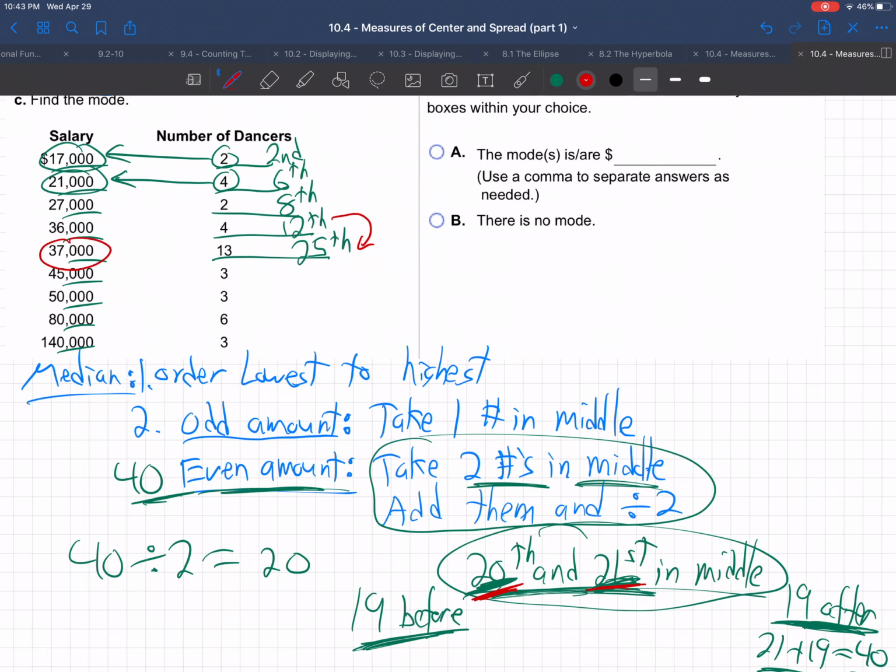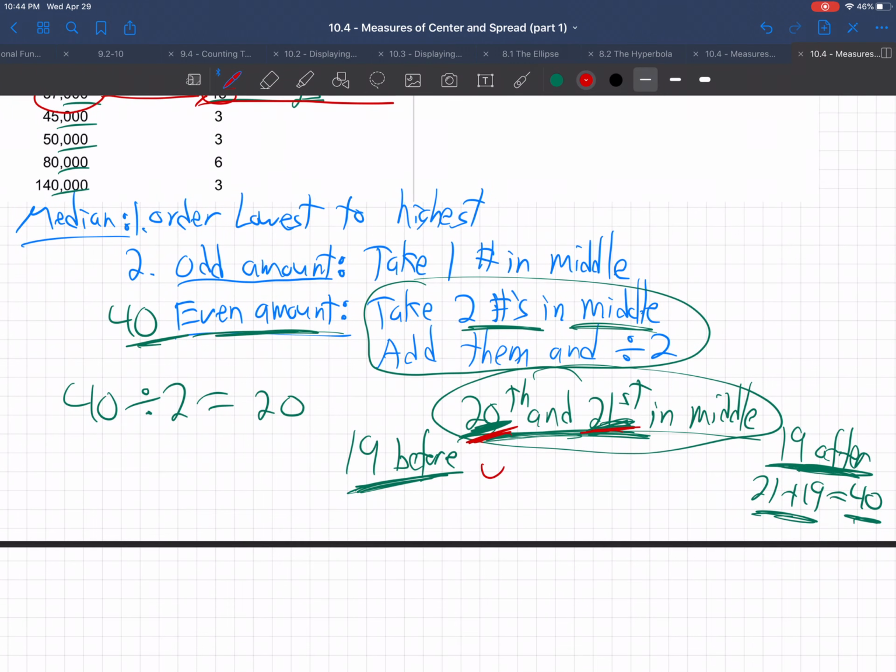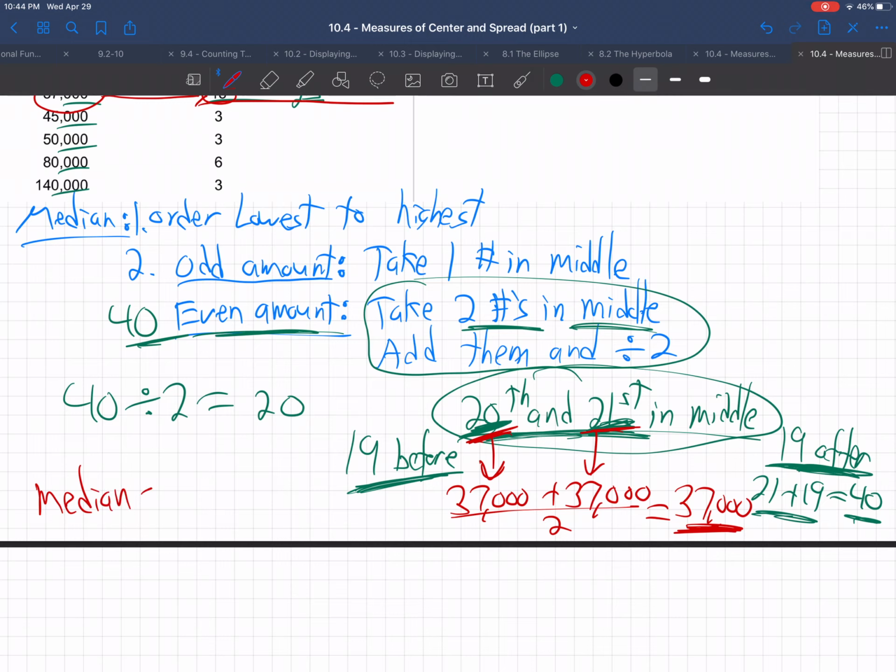So that means all these $37,000 salaries, there's 13 of them. They start after the 12th number and go all the way to the 25th number. So both the 20th and the 21st must be $37,000. Add them, divide by 2. Of course, you're just going to get 37,000, because the average of 37,000 and 37,000 is 37,000. So that must be the median salary.